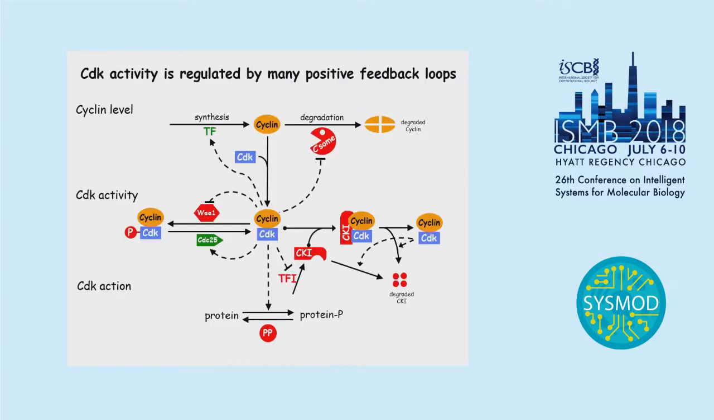Okay, so it's that paradigm of bistable switches and irreversible transitions that lies at the heart of the regulation of progression through the cell cycle. And that's because the mechanism that controls the activity of cyclin-dependent kinases is full of positive feedback loops.